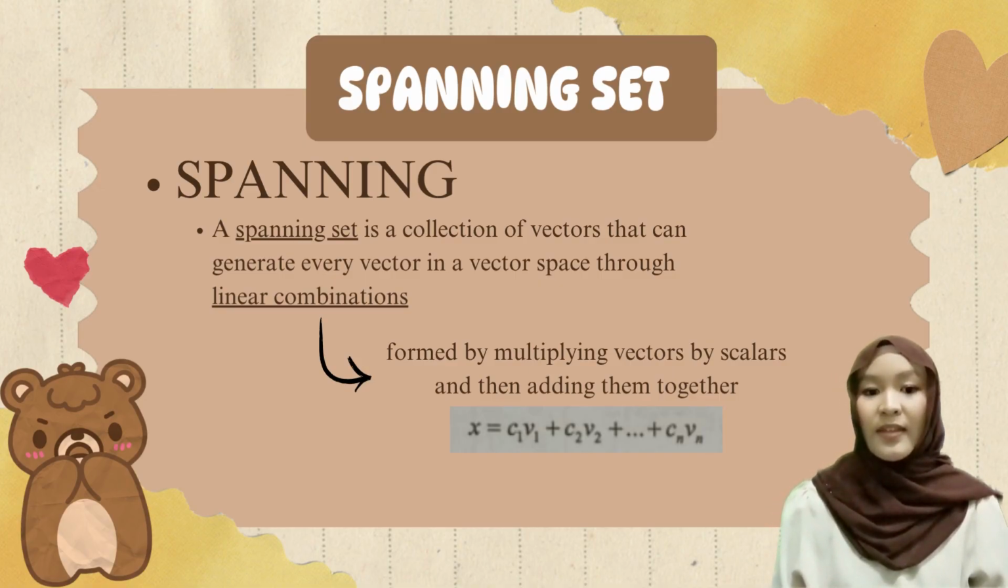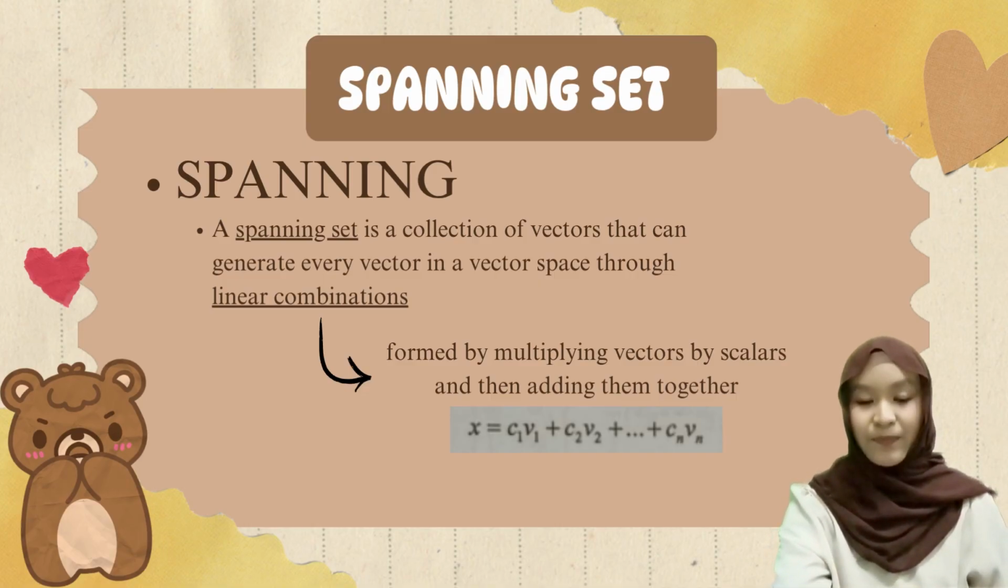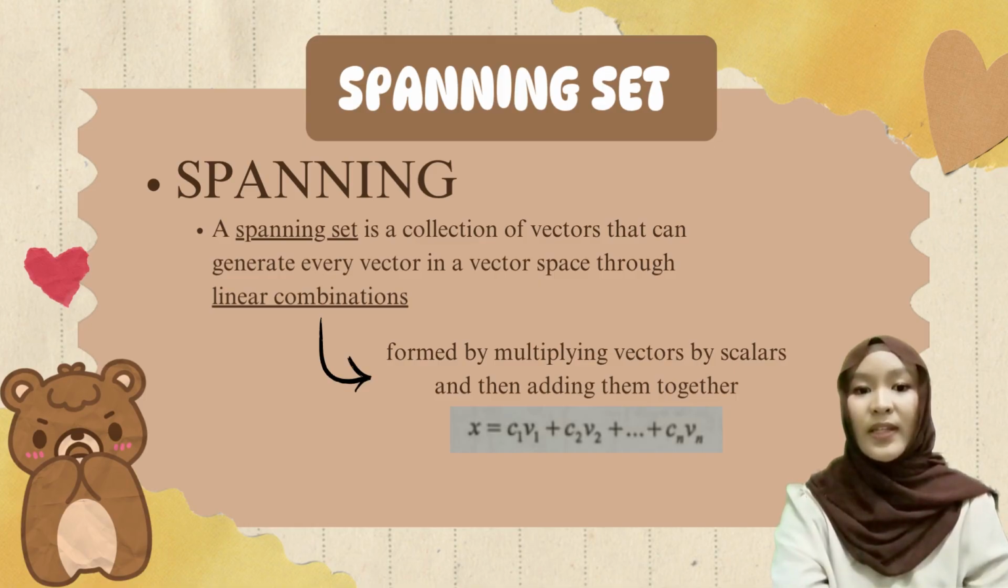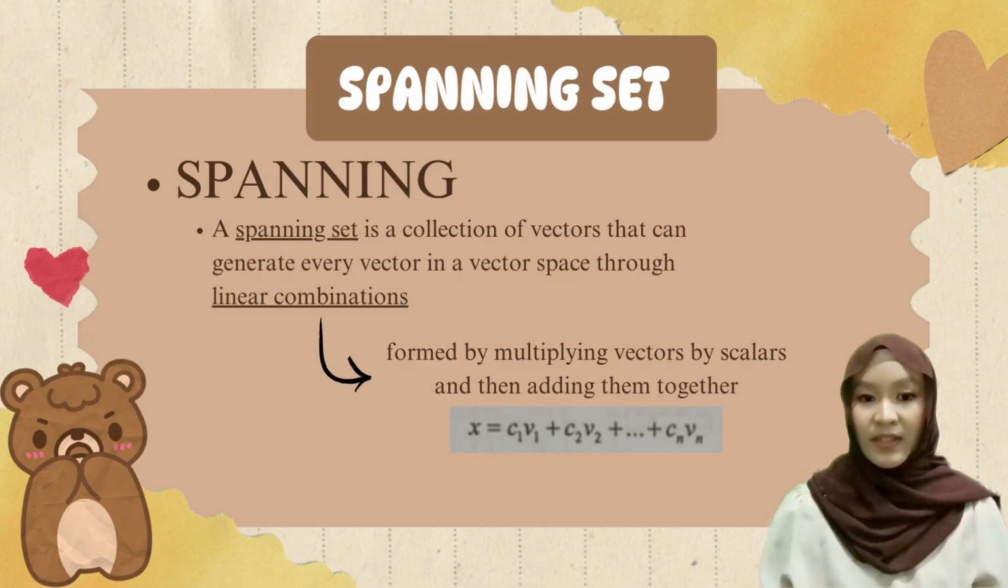It can be written as C1v1 plus C2v2 plus up to Cnvn, where C1, C2 and Cn are real numbers called scalars and v1, v2, vn are vectors.